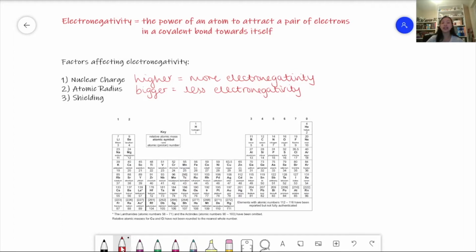And then the third factor is shielding. When there's more shielding, that means that the attraction felt between the bonding pair of electrons and the positive nucleus is less because there's more things in the way. So when we have more shielding, then we have less electronegativity again.